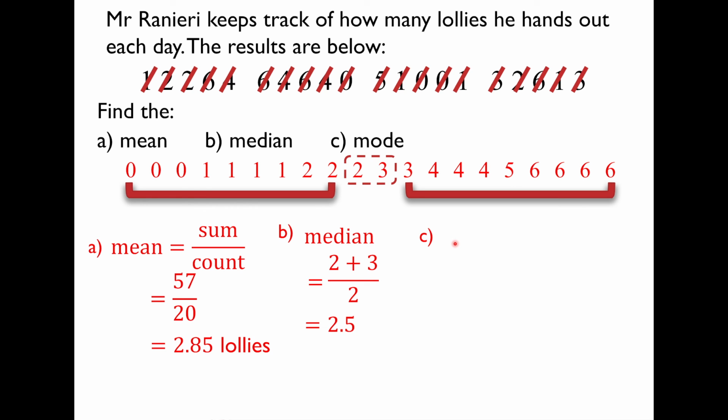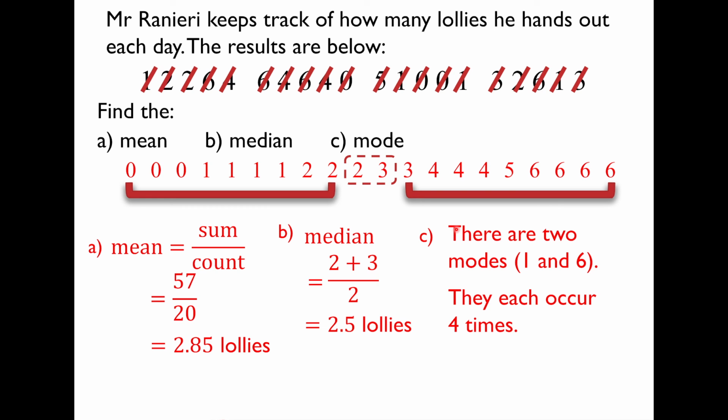The mode is the most common. What is the most common number here? There are actually two modes, 1 and 6. They each occur 4 times.